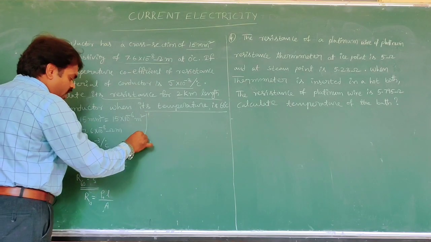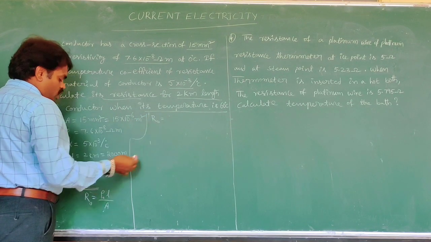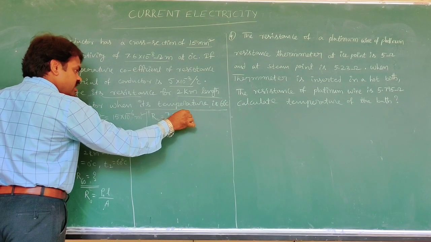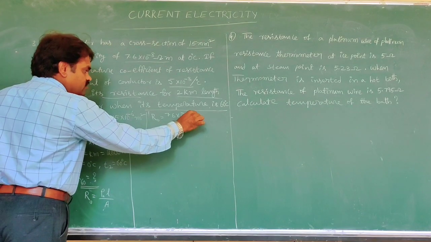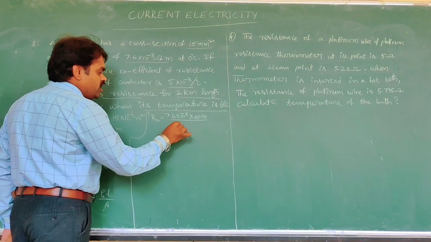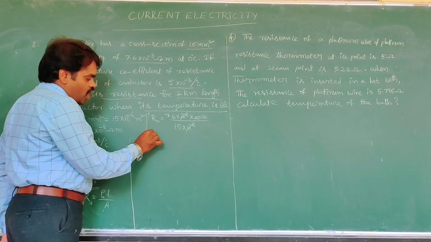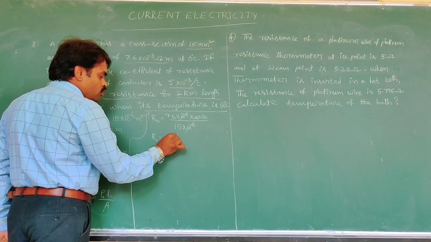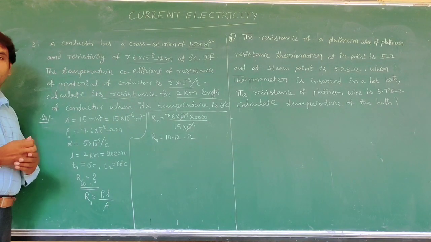Then we are calculating here, R naught is equal to, rho naught value is what? 7.6 into 10 to the power of minus 8 into L value 2000 by A value 15 into 10 to the power of minus 6. Then it's cancelled. R naught we calculate, we get 10.12 ohms. This is the resistance at 0 degrees Celsius.